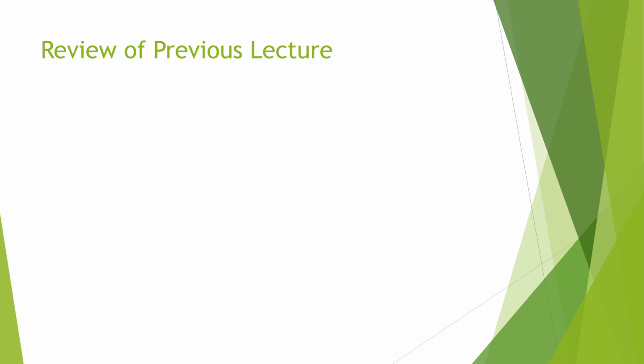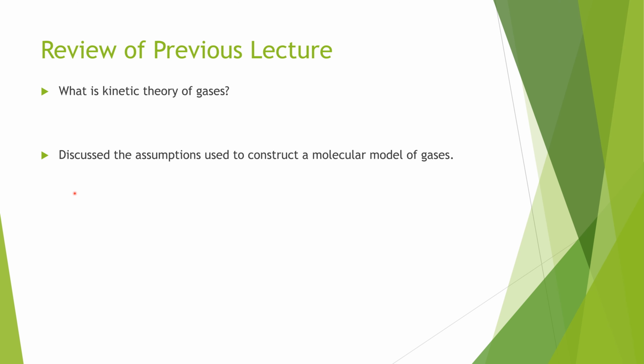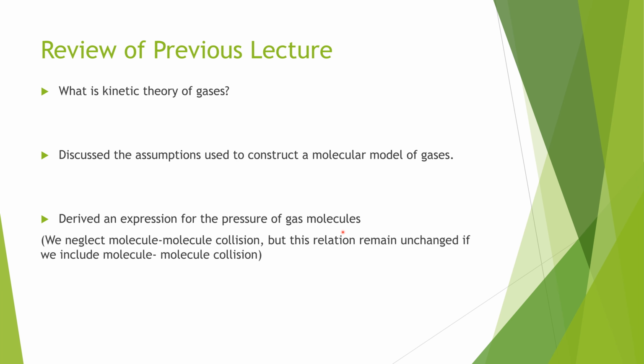Okay, so this is a small review of my previous lecture. In my previous lecture, I explained what the kinetic theory of gases is, and I discussed the basic assumptions used to construct a molecular model of gases. On the basis of these assumptions, I derived the expression for the pressure of gas molecules, and this is P equals 1 upon 3 rho V square bar, where rho is the density of gas molecules and V square bar is the average square velocity of gas molecules.